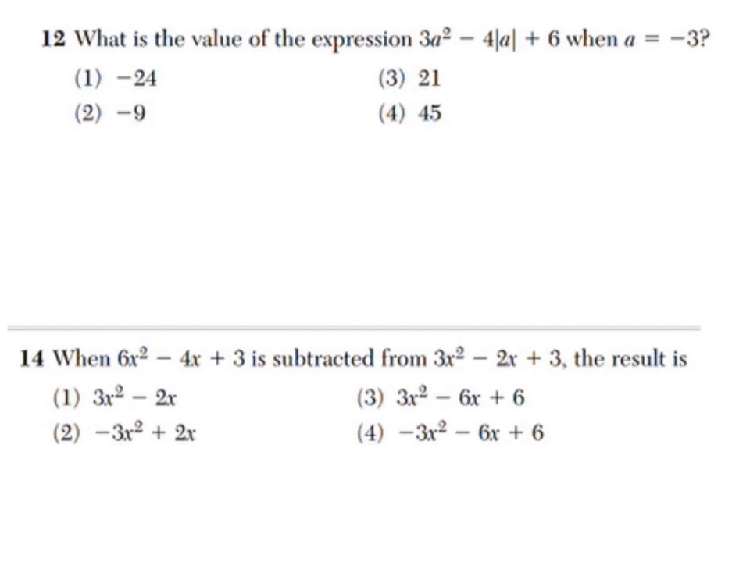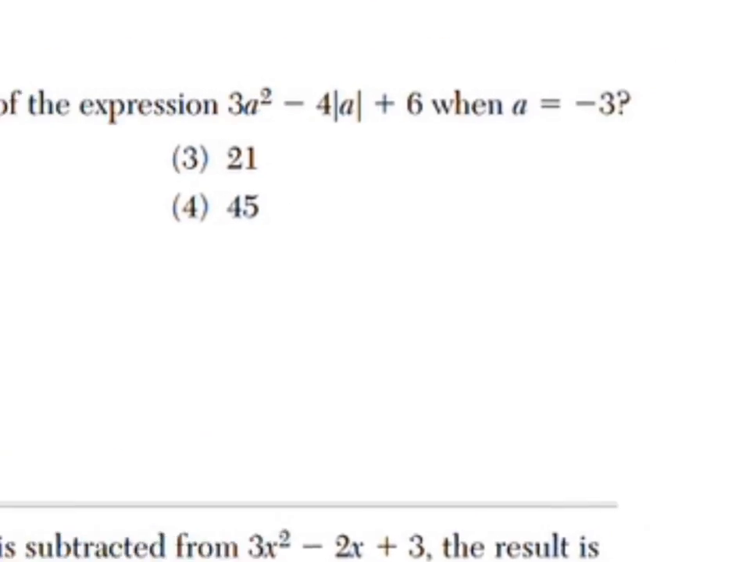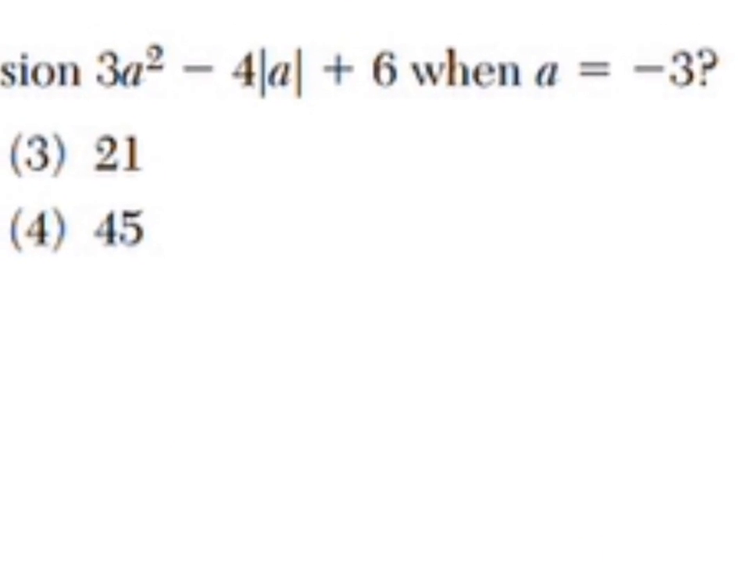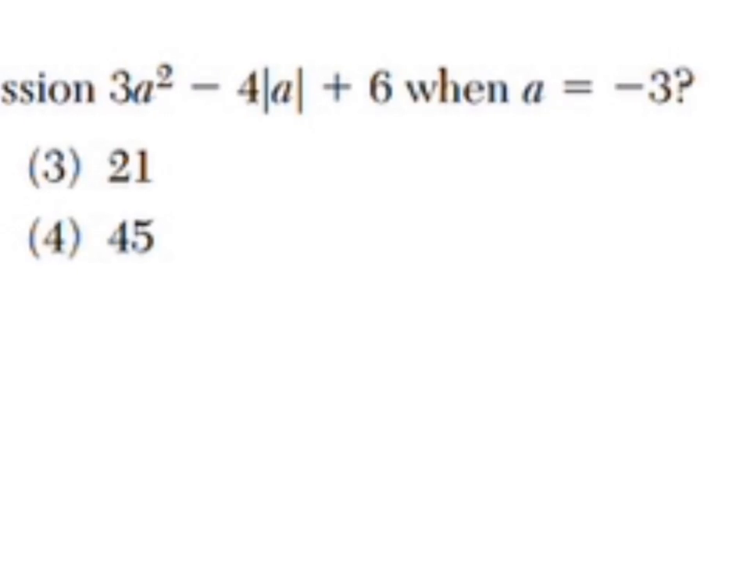It says, what is the value of the expression 3 to the second minus 4 times the absolute value of a plus 6 when a equals negative 3? So let's zoom in on this so you can analyze it a little bit better. I know that we've got this variable, a, and a equals negative 3. So what I'm going to be doing is plugging it in here and here. And so let's start doing that.